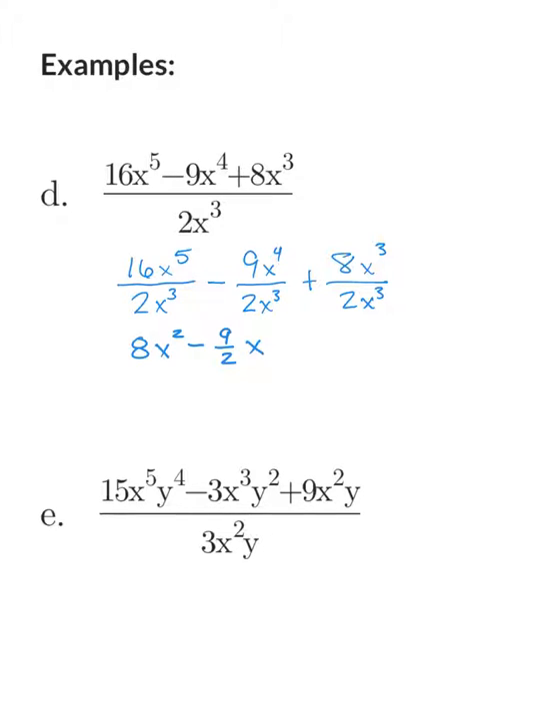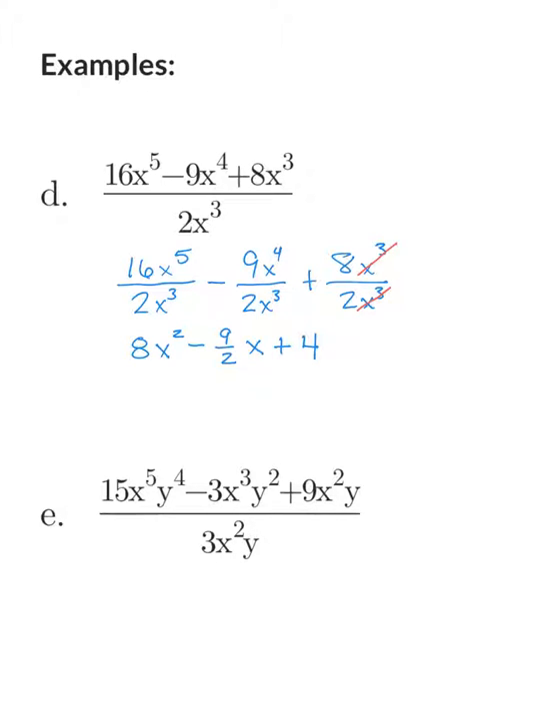And then for the last term, we have 8 over 2. 8 divided by 2 is 4. And here, our x's cancel out completely. So we have no x's in the last term. And so our final answer is 8x squared minus 9 over 2x plus 4. And you're done with the problem.